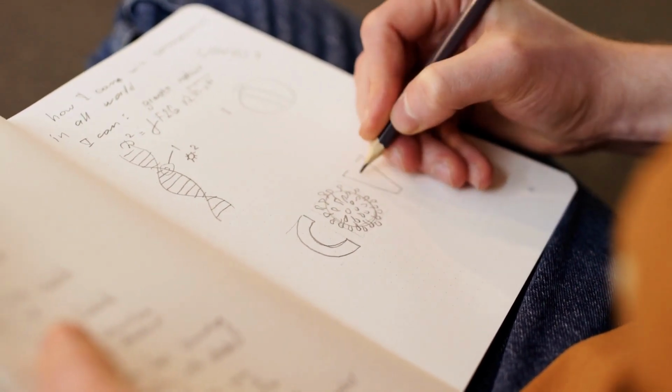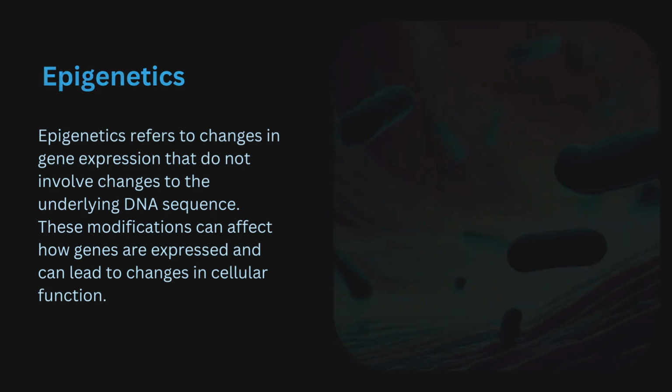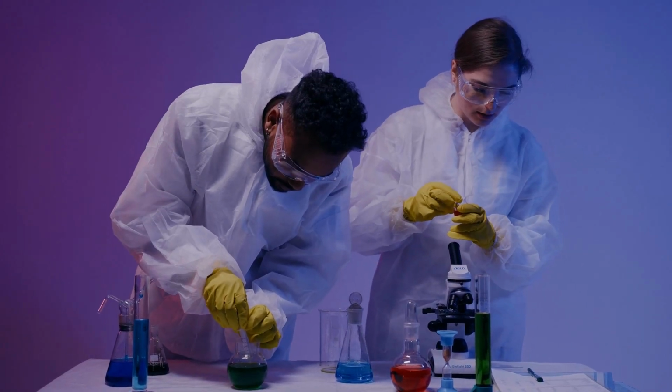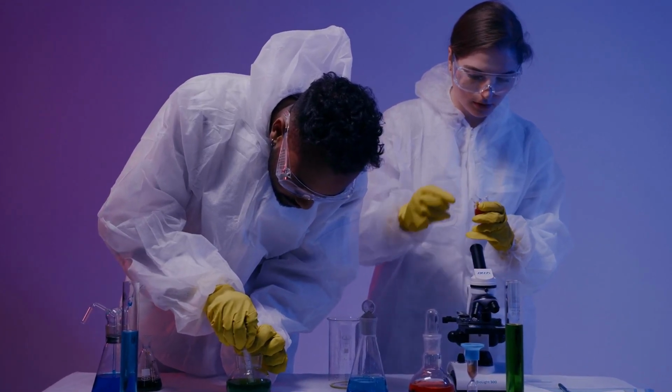Histone modification involves the addition or removal of chemical groups from histone proteins, which can alter the way that DNA is packaged in the cell and affect gene expression. Epigenetic modifications can occur at different times during development and can have long-lasting effects on gene expression. For example, studies have shown that maternal diet during pregnancy can affect the epigenetic profile of the developing fetus and influence their risk of developing certain diseases later in life.